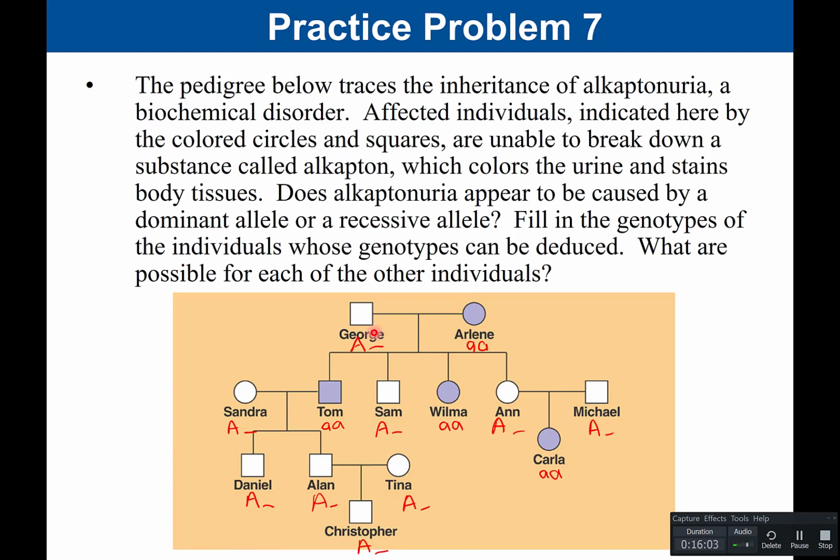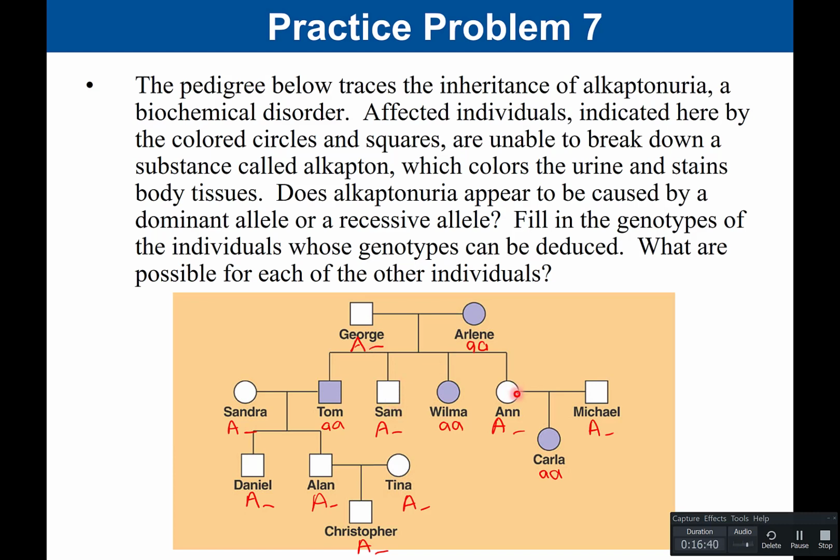All right, so let's figure out the pieces of the puzzle. First of all, let's start with George. George, we know, is big A something. We need to figure out his second allele, right? If George is dominant, we know he's big A something. Could be big A, big A, or big A, little a. But what about his children tells you what his second allele is? The answer is that he has children that are little a, which means that both parents gave a little a. So George's second allele has to be little a.